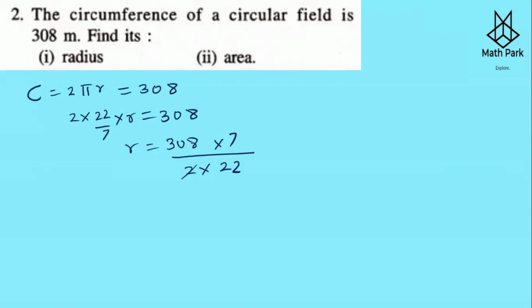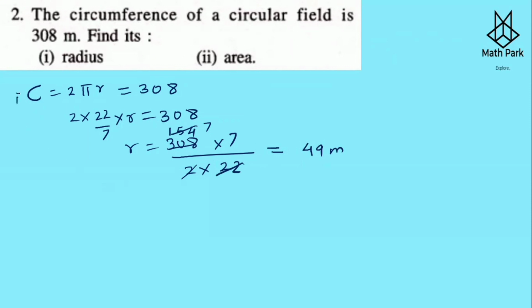So let us simplify this. When I divide 308 by 2, we get 154. 2 1s are 2, 2 5s are 10, 2 4s are 8. When you divide 154 by 22, you get 7, and r is equal to 7 times 7, which is 49 meters is the radius of this circle. Got it? 49 meters is the radius of the circle.